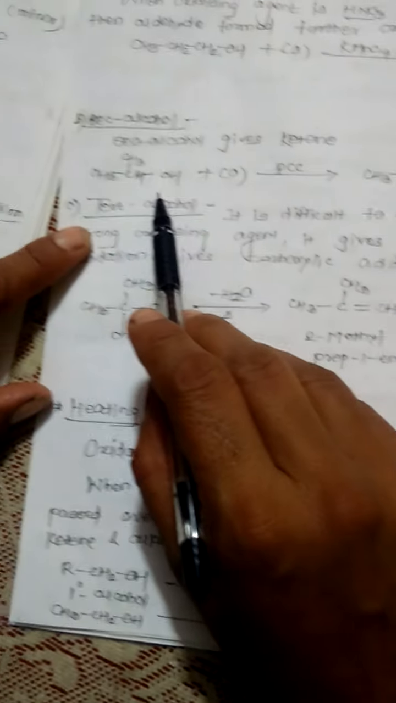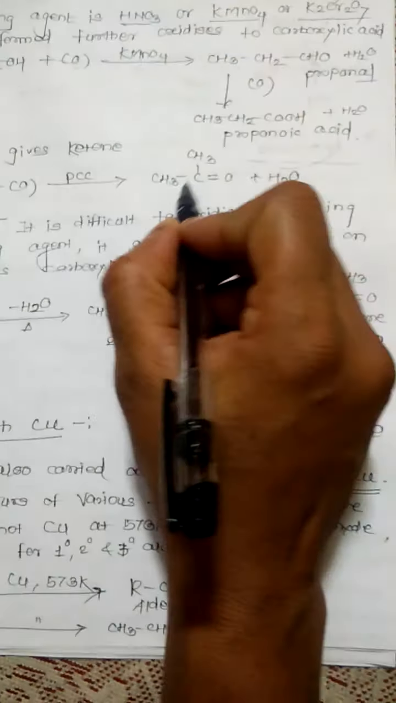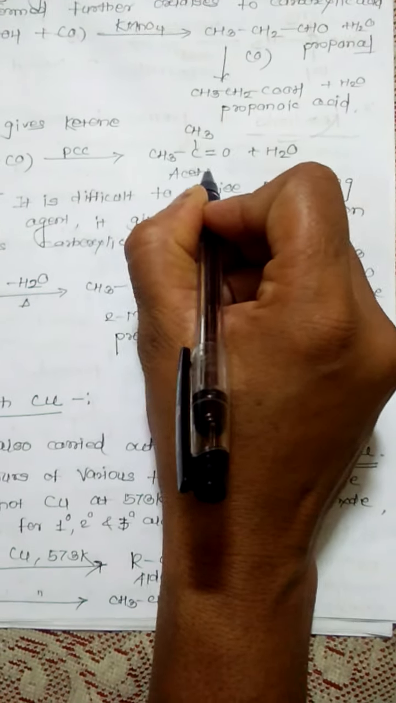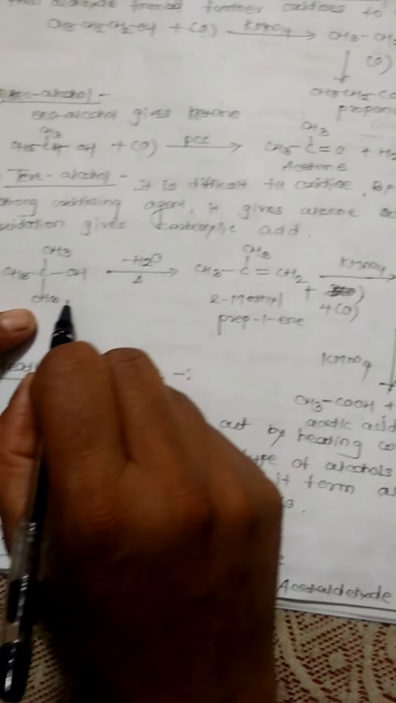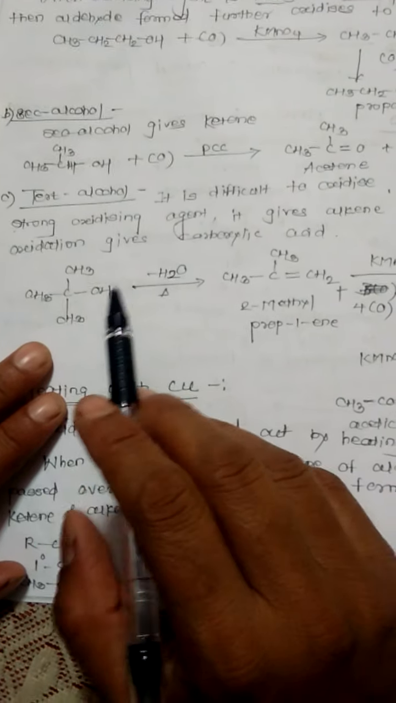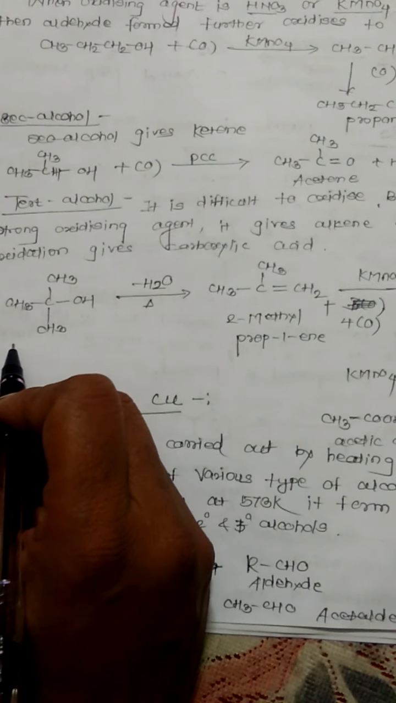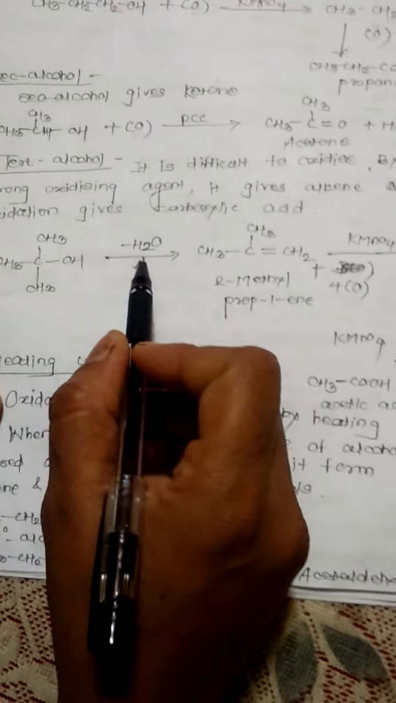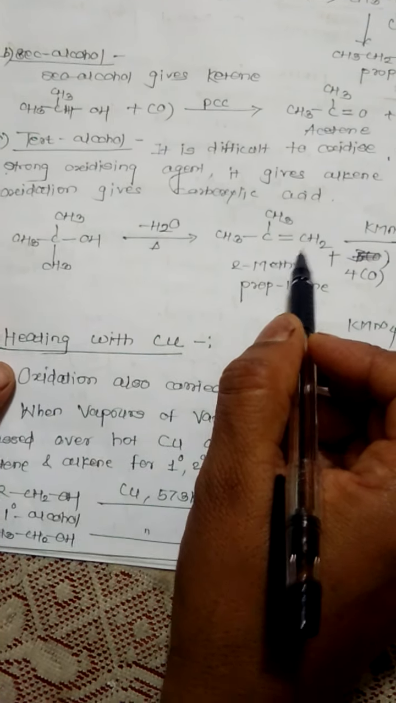Now take the secondary alcohol, isopropyl alcohol. Use the pyridinium chlorochromate catalyst to form the ketone. This ketone is acetone. Next, tertiary alcohol. When we take the tertiary alcohol, it does not undergo oxidation easily. It is very difficult to oxidize the tertiary alcohol. Then first it undergoes the dehydration process to form the corresponding alkene.